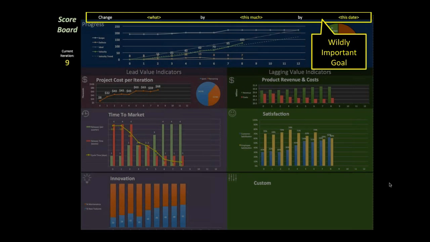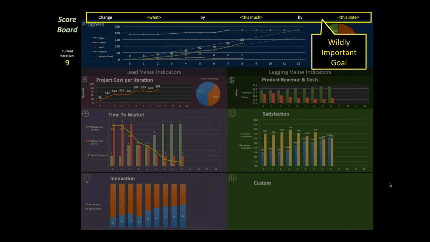I also put this thing at the very top. This is a goal that we should be able to achieve. This is the vision of the product. What are we going to change? By how much? By what date? Could be change sales by 25% by the end of the year. Something like that. If your business, if your product management can't come up with this for your product, that's an issue. We need to be able to have something that we're all focused around. That's the score, right? That's the goal of the game. That's what wins this from our scoreboard. We need to achieve that. That's your wildly important goal.